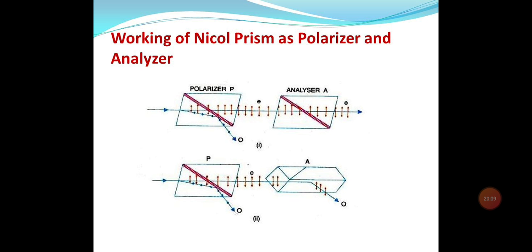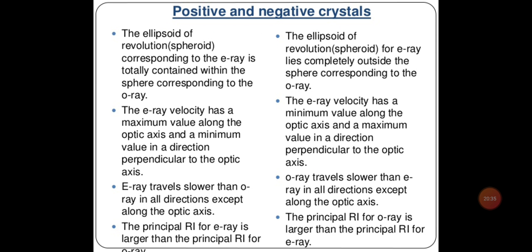In the second case, if we rotate the analyzer, that is, if one of the Nicols is rotated, then the intensity of the transmitted beam will go on decreasing, and finally no light will be transmitted when the principal plane of the Nicol, that is the analyzer, becomes perpendicular to that of the polarizer, as you can see in the figure. So we here discussed the Nicol prism as the polarizer and as the analyzer.